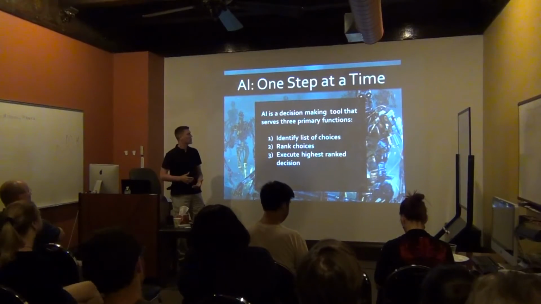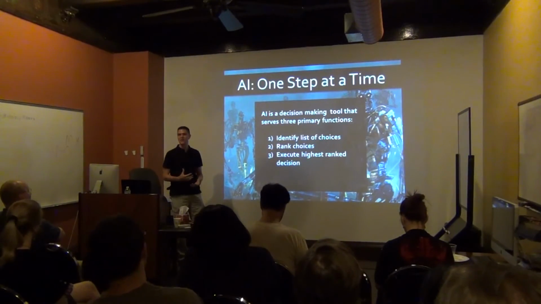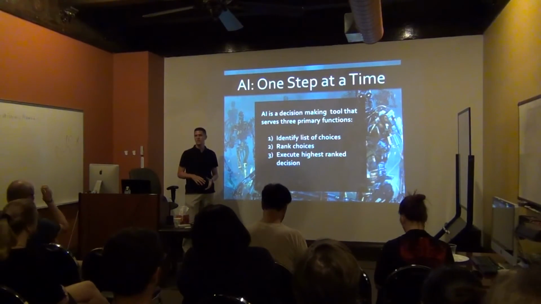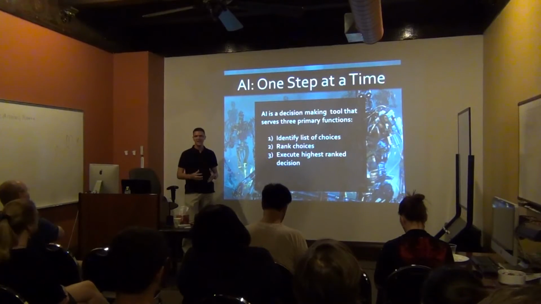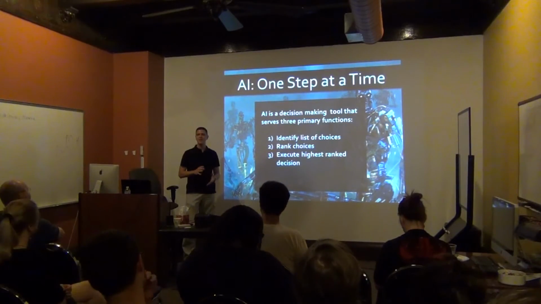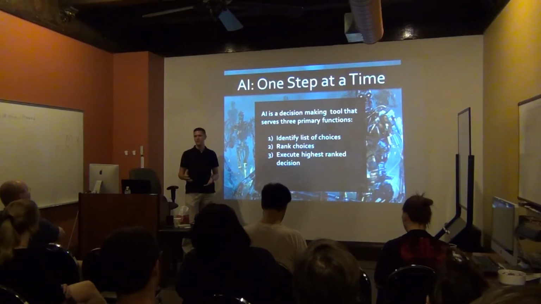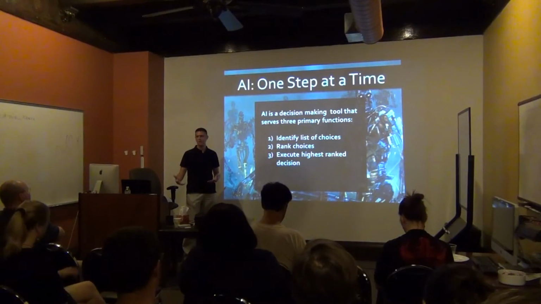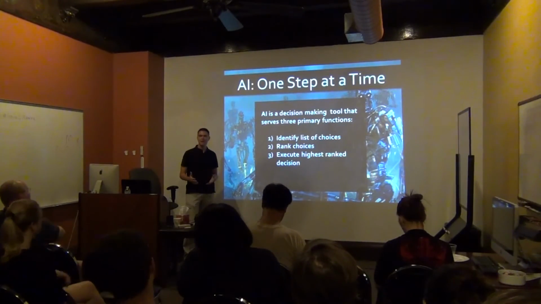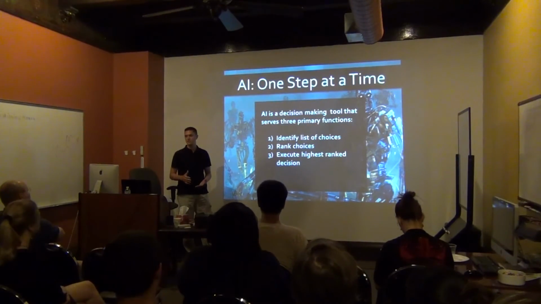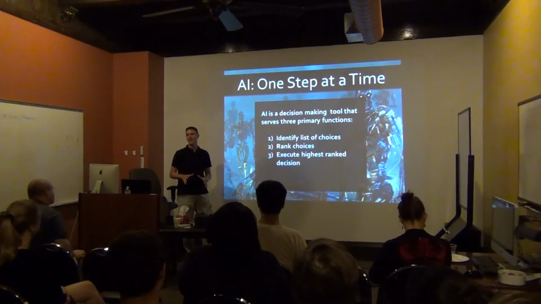The way to look at AI, and this is what allowed me to get past the blockade of confusion in the beginning, is that AI is merely a decision-making tool. It's not this crazy killer robot that's going to take over your brain and command the future. It's just a tool set. Like any other piece of code, it has a function. The basic functions of AI are the following three things. It identifies a list of available choices within a set of game decision-making choices. It ranks those choices according to priorities, from most important to least important, and then it executes the highest-ranked decision. That's all that AI does.